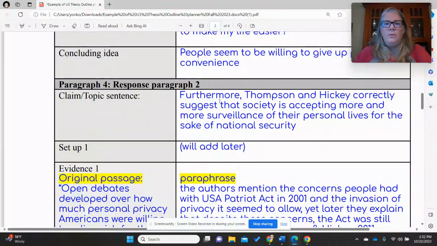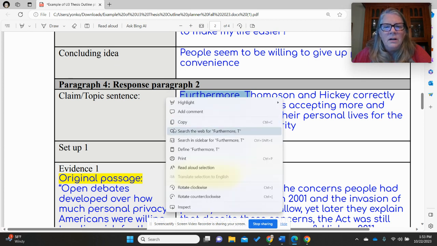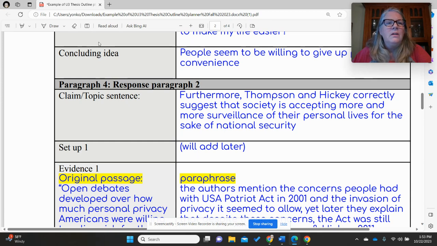Here's another one. Furthermore, now the transition, you might not know that transition yet as you're drafting because you might not know how the paragraphs are going to connect. So this one happens to have a transition. Doesn't this have a strike through thing on it? Okay, draw. But you don't have to have that yet, okay?